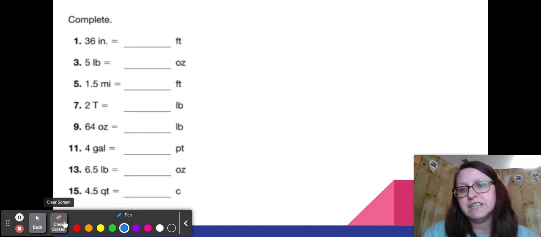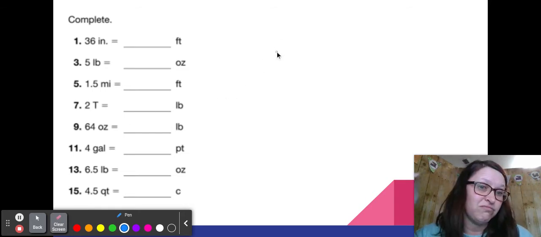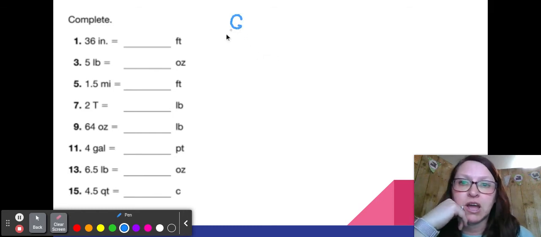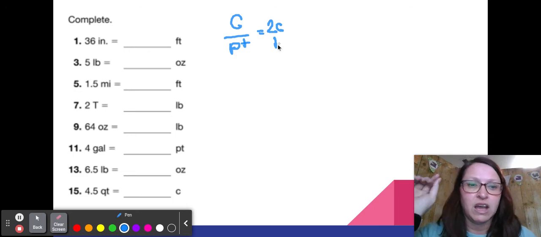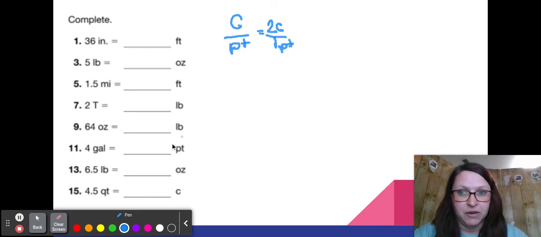Let's look at number 15. I have 4.5 quarts equals how many cups? I don't know. So let me first start with what I know. I'm going to go from cups to pints. So I know that 1 pint is 2 cups. Okay? I do need to remember that. But I'm going to let that be for right now.